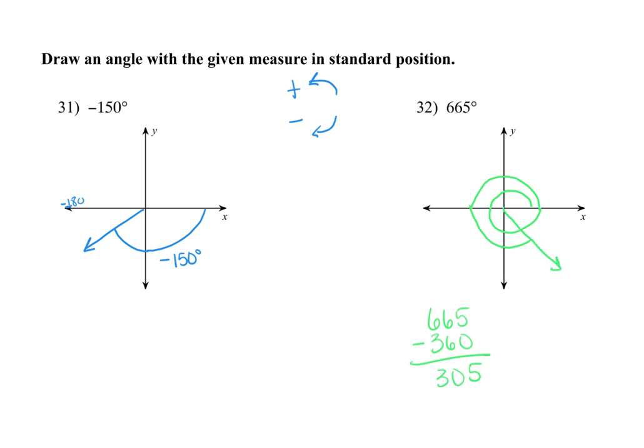And so that's where my angle is going to end up, right there. So I went a full circle, which left me with 305 degrees. And then I went another 305 degrees from that. And remember, each of these is 90. So 90, 180, 270, 360. And so I knew I went just a little past the 270 piece of it.